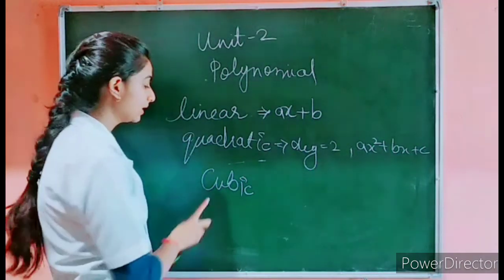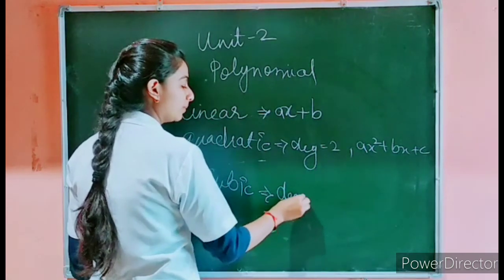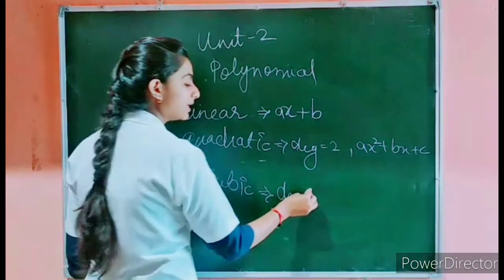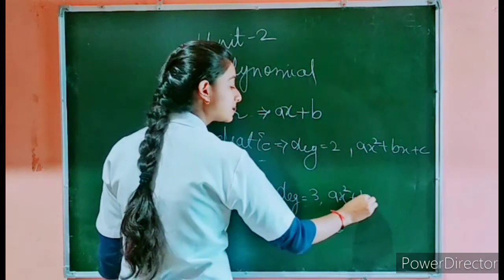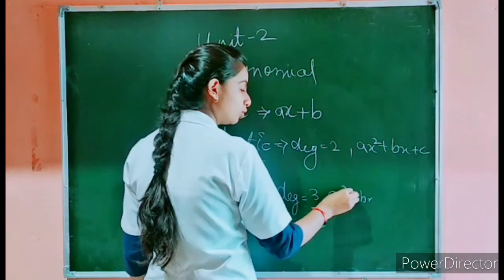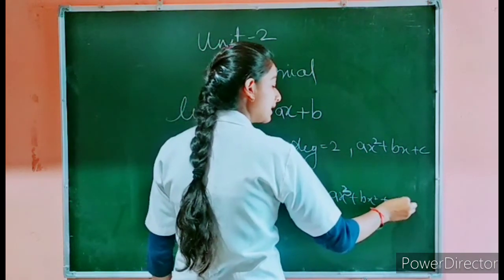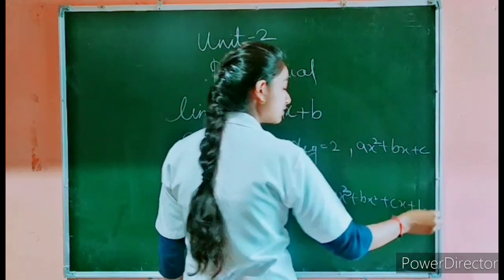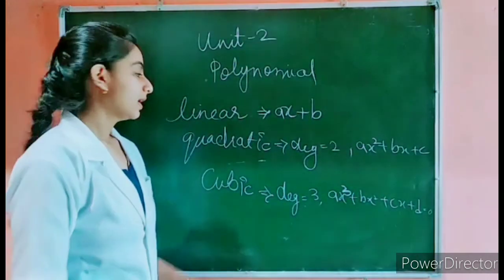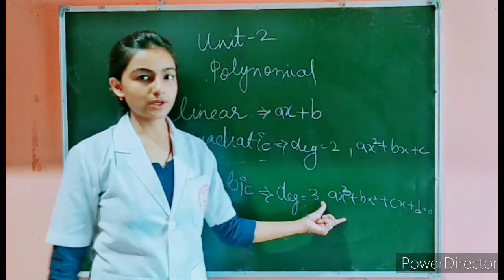Now our third, cubic. The degree of the variable is 3. For example, ax cube plus bx square plus cx plus d is equal to 0. This is an example of a cubic polynomial or cubic equation.